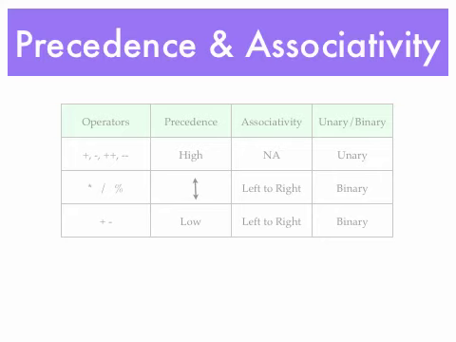I then have multiplication, division, and the modulus. They are binary, and they have an association left to right. But my multiplication, division, and modulus associate left to right. They're binary. They work on two operands, the operands on the left and the right of those operators. And then at my lowest level of precedence, I have my addition and my subtraction, and they associate left to right, and they are also binary.